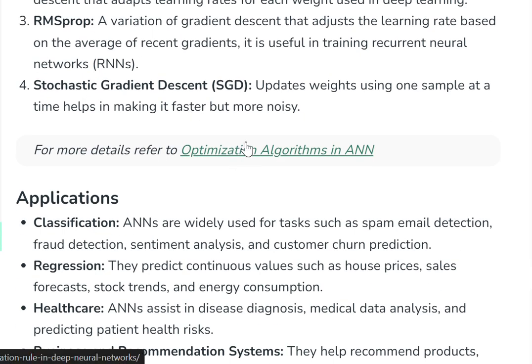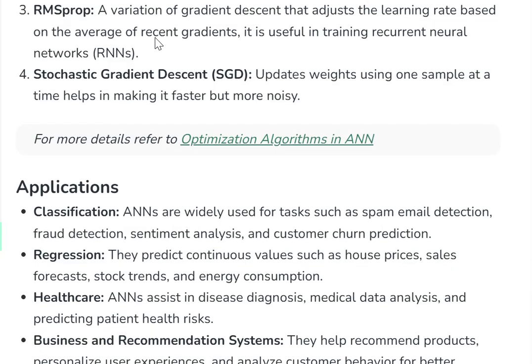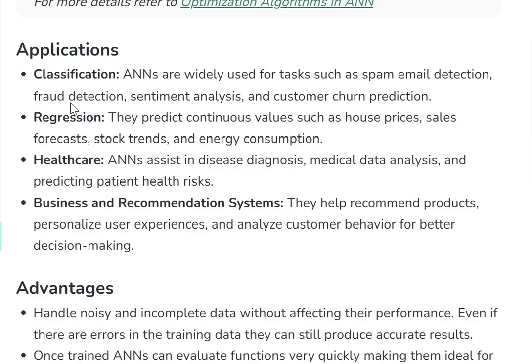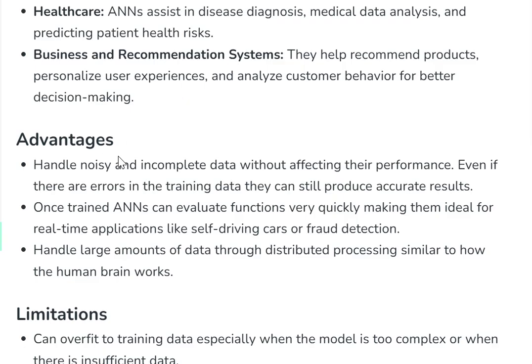RMSprop, a variation of gradient descent that adjusts the learning rate based on the average of recent gradients. It is useful in training recurrent neural networks. And stochastic gradient descent, another version of gradient descent, updates weights using one sample at a time, which makes it faster but noisier. Applications include classification, regression, healthcare, business and recommendation systems.